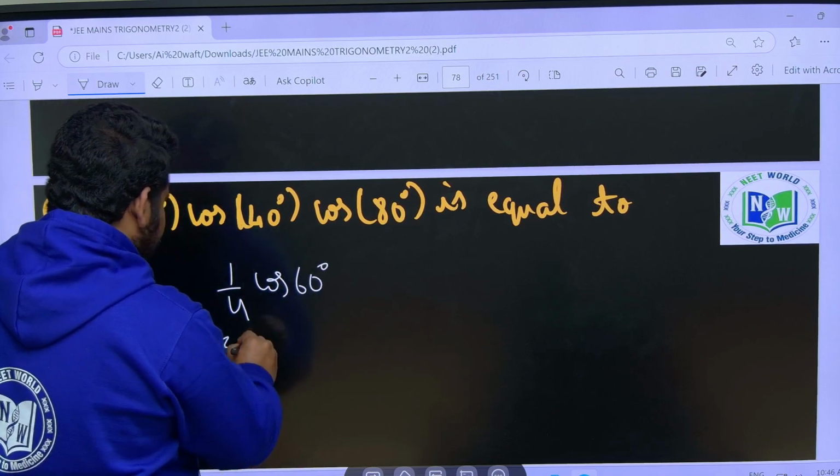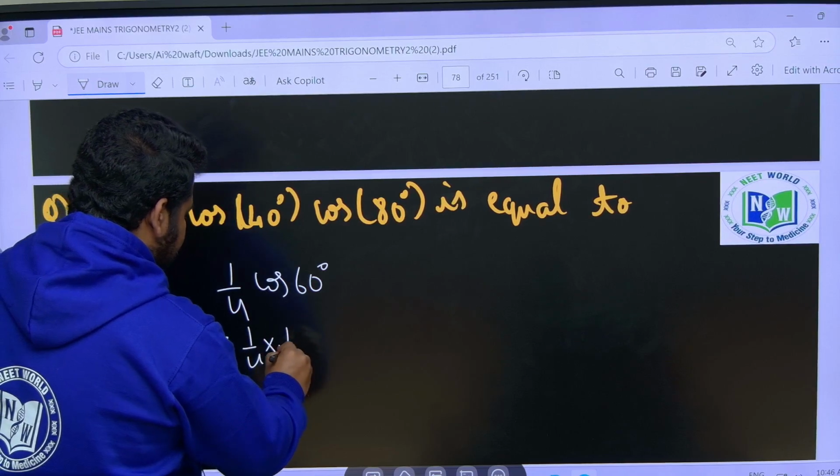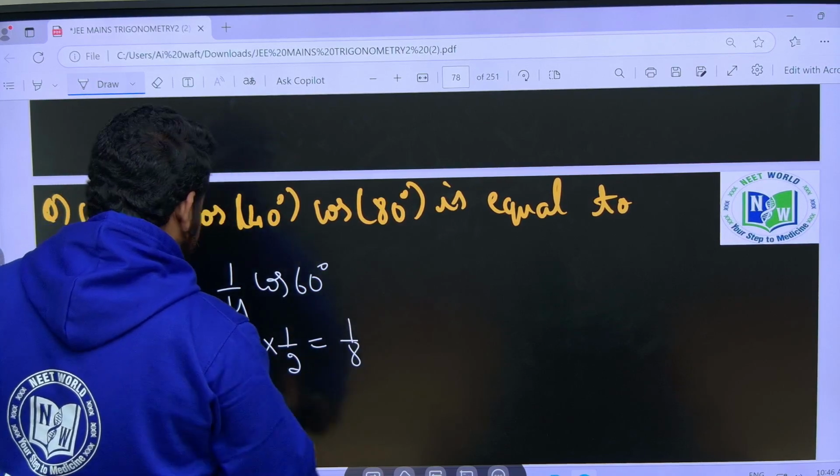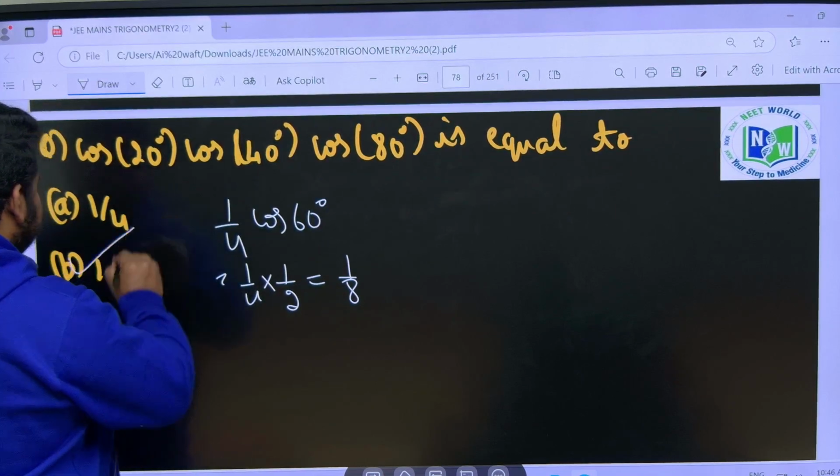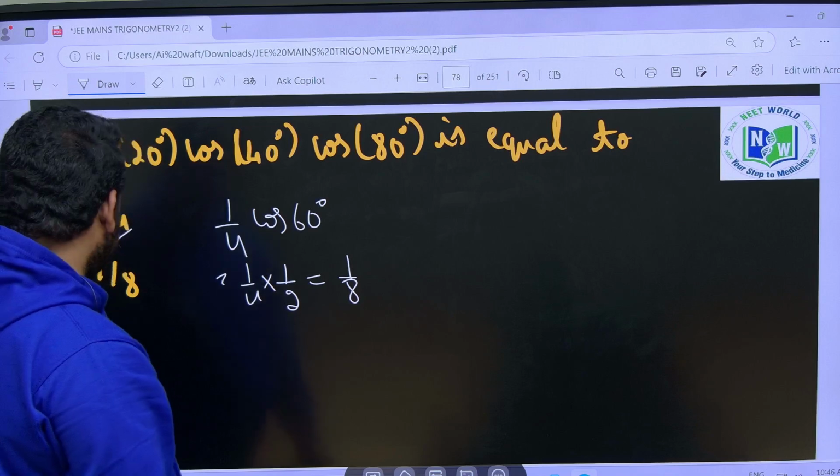So that is equal to what? 1 by 4 into cos 60, which is what? 1 by 2, not root 3 by 2. This is 1 by 2. That is 1 by 8. The answer is option B. Got it, friends? Fine.